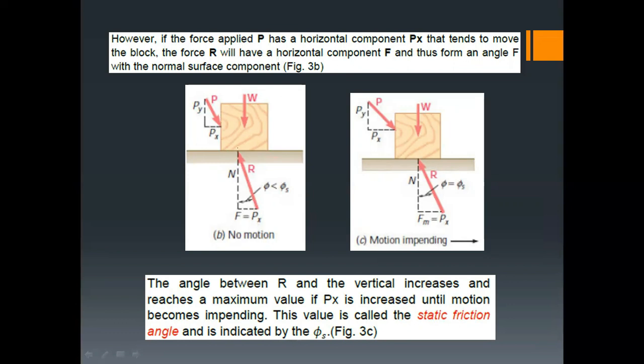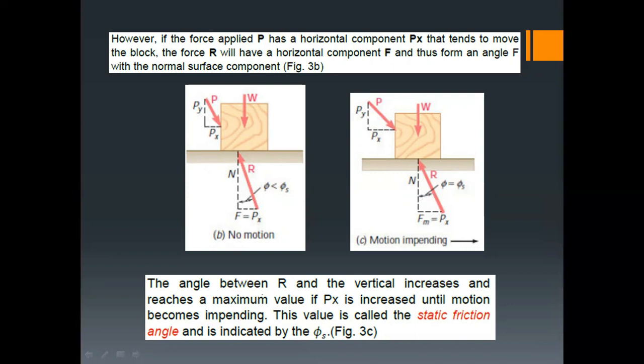So the resultant, kung saan na-apply yung force, doon mag-a-apply siya sa surface natin. So magkakaroon tayo ng angle. And then the angle between our R, the resultant, and the vertical increases and reaches a maximum value kapag tinaasan natin yung horizontal force natin, until motion becomes impending. So this value is called the static friction angle.